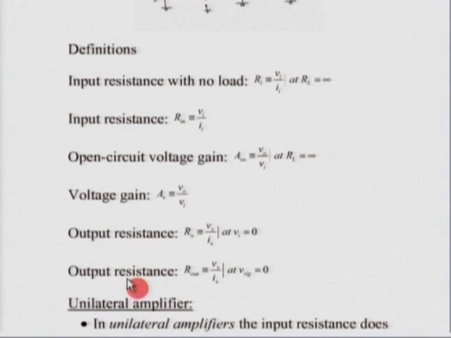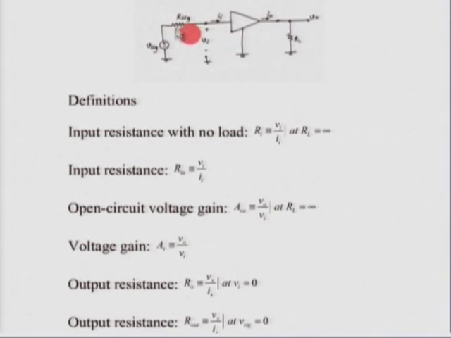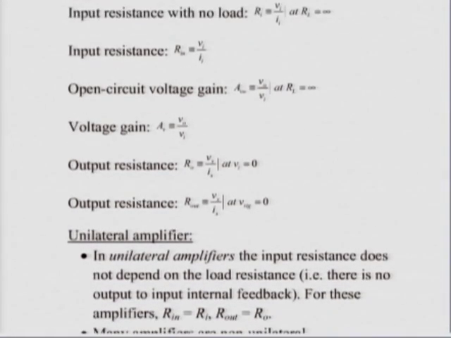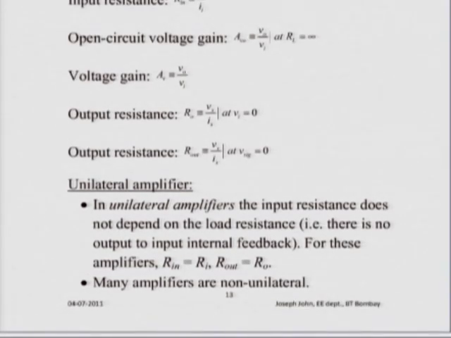Similarly, you have another definition of output resistance, R_out, which is defined as V_x by I_x at not V_i equal to 0, but V_sig equal to 0. Now, in the previous case, the assumption is that your R_sig is 0, but in a general case the series resistance of the source may not be 0. So, you would make V_sig 0, which means you would have the effect of R_sig.